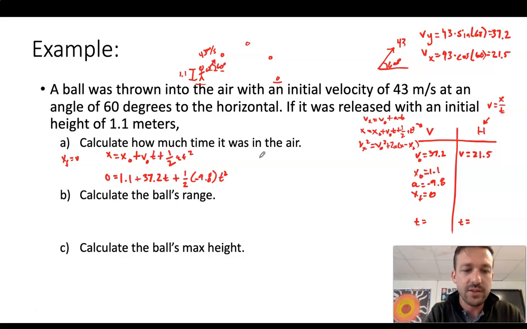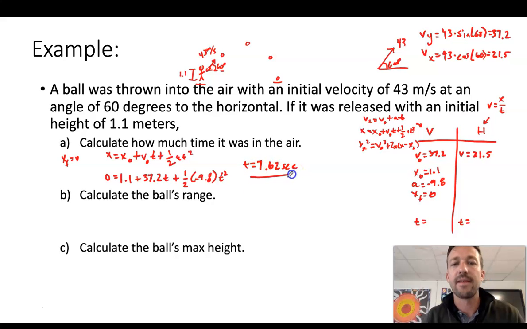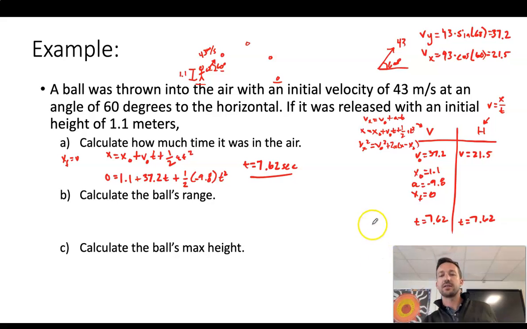And I got two answers. Remember, it is always going to be the positive answer, 7.6. So t is equal to 7.6. If you want to be more direct, 7.62 seconds. That's how much time it was in the air. And remember, when you calculate that, that is nice because it gives you the answer to two sides, right? It's the only thing that crosses dimensions is time.